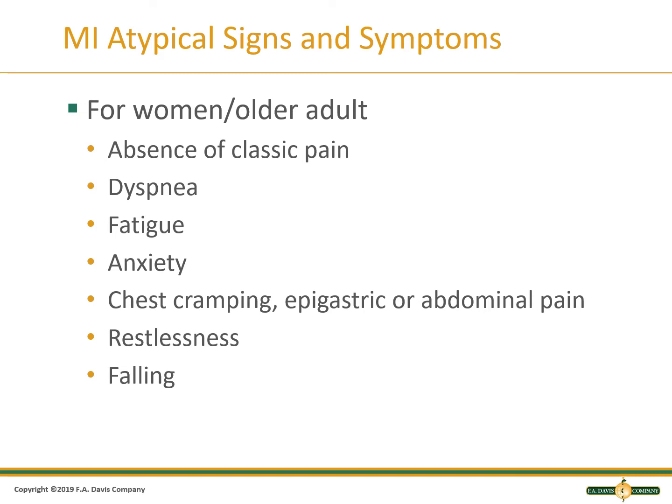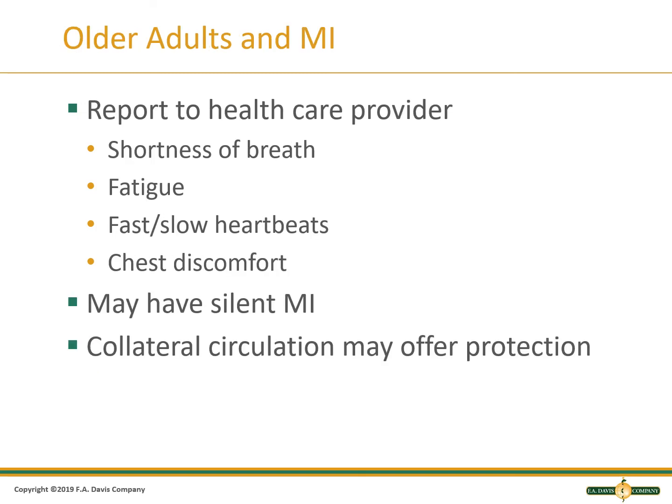Some other atypical signs and symptoms for women or older adults may include absence of classic pain, dyspnea, fatigue, anxiety, chest cramping, epigastric or abdominal pain, restlessness, and falling. Older adults should be educated to report to healthcare provider if they experience any shortness of breath, fatigue, fast or slow heartbeats, or chest discomfort. They may have silent MIs. Collateral circulation may offer protection. Reperfusion therapies such as angioplasty and bypass surgery seem to be superior in improving quality of life.